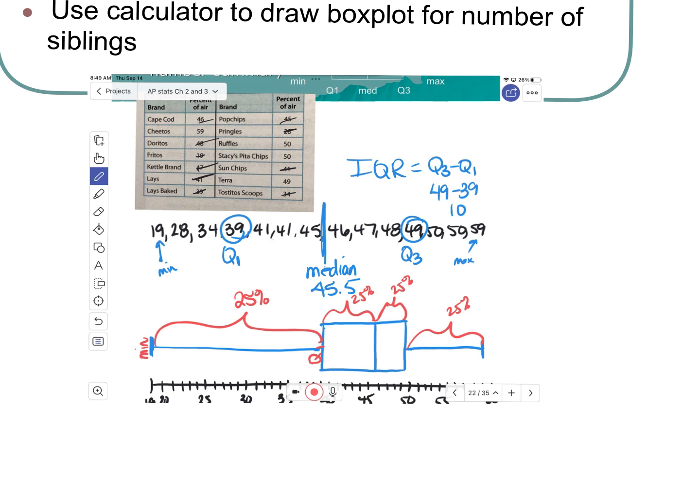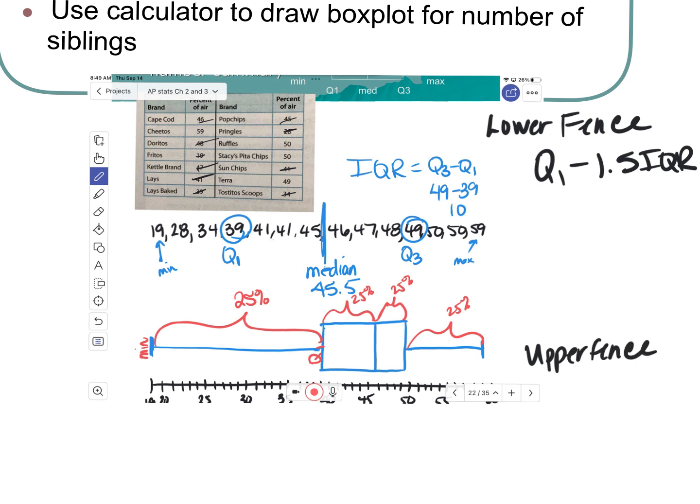Our outlier rule is, for my lower fence, and you have this written down up there, Q1 minus 1.5 times the IQR. And for the upper fence, it's Q3 plus 1.5 times the IQR. So, can we do that calculation? I think we can. Your IQR is 10. Your Q1 is 39. Your Q3 is 49. Take a second and calculate that upper and lower fence with this data.